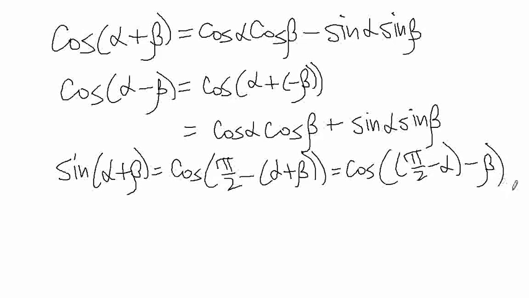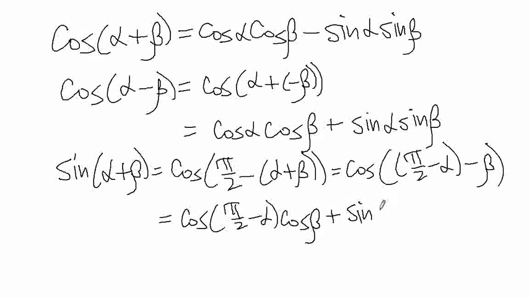Okay? And so let's now use the difference identity with respect to cosine on what I have on the right side there. So I will get the cosine of the first angle times the cosine of the second angle plus the sine of the first angle times the sine of the second angle.